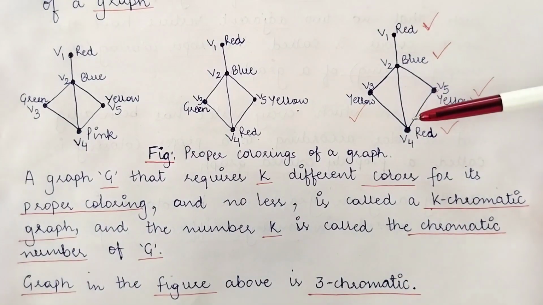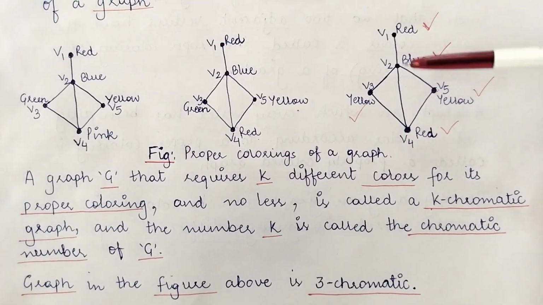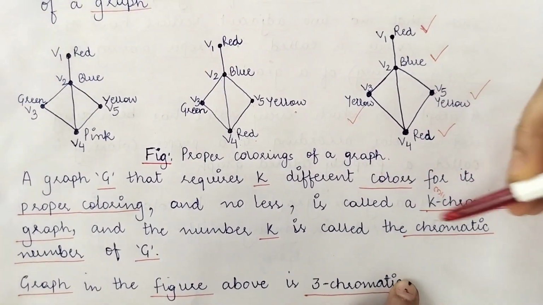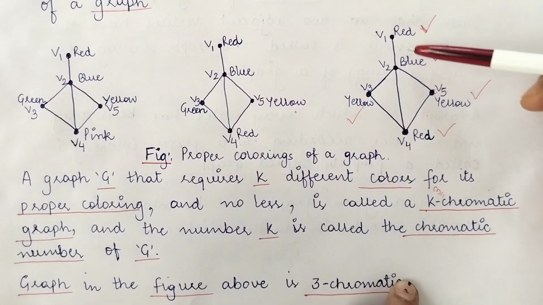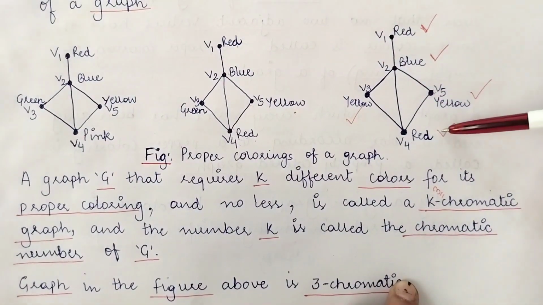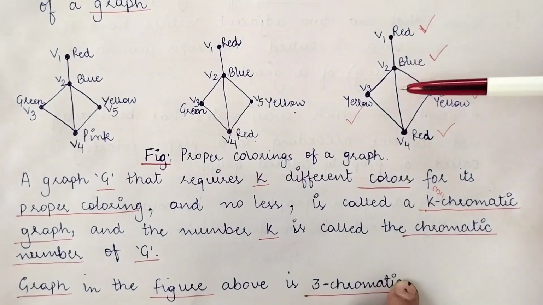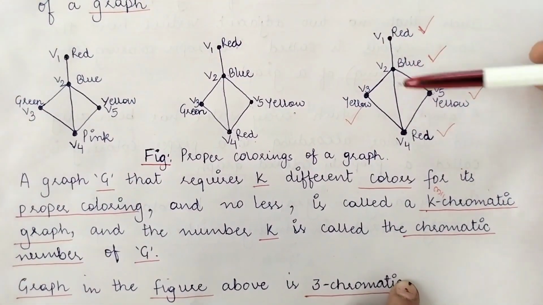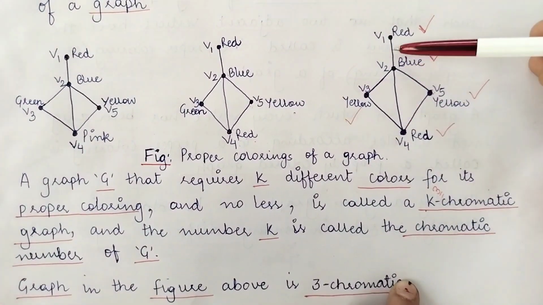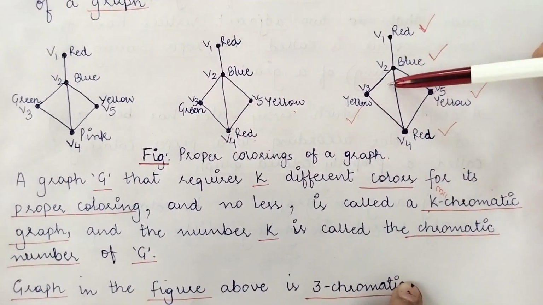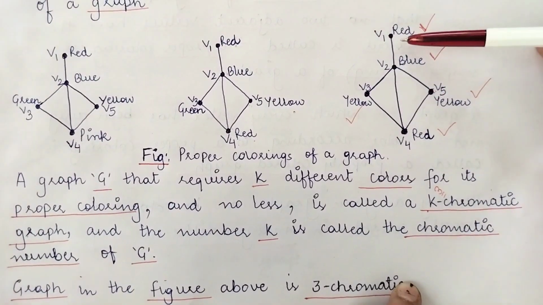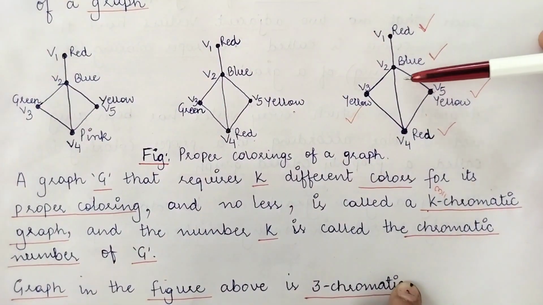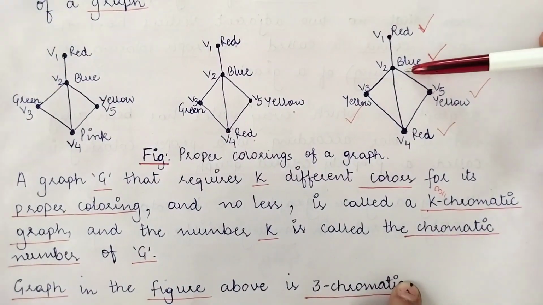So that is why this graph would be called K chromatic. K here is 3. So this graph would be called a 3 chromatic graph, because minimum 3 different colors are used to do the proper coloring of this graph, and no less than 3. You can try it for yourself. You cannot do the proper coloring of this graph with less than 3 colors, or else it would not be proper coloring, because in that case adjacent vertices would have the same color, and we cannot do that in case of proper coloring.